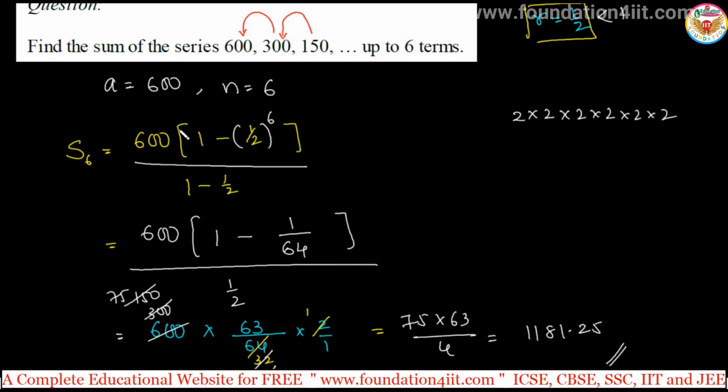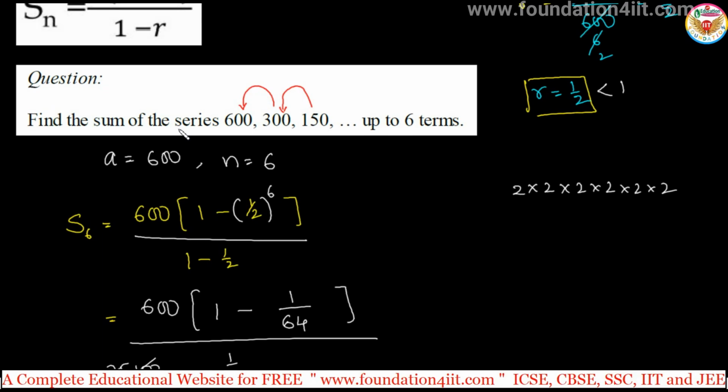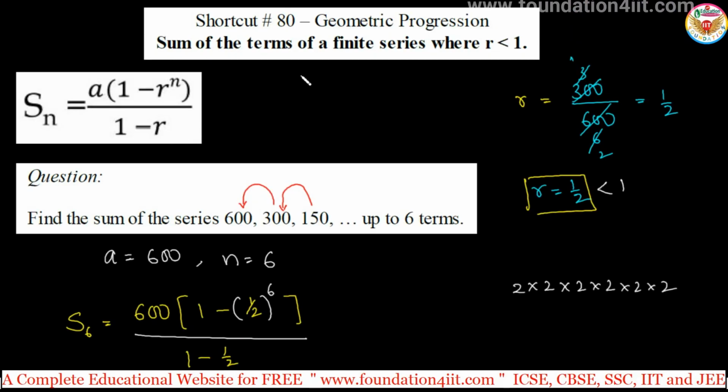The main thing is you need to apply the formula when r is less than 1 to find the sum of the terms of a finite series. When r is less than 1, Sn is equal to a into 1 minus r power n by 1 minus r.